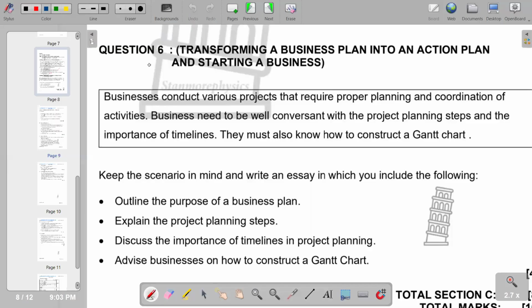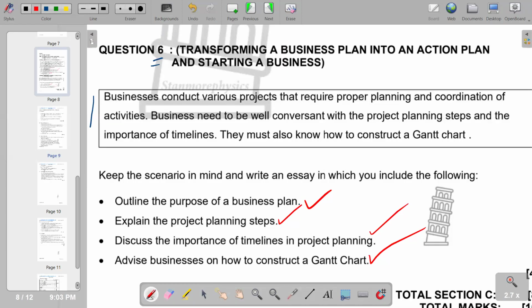So moving on to our question 6, that is on transforming a business plan into an action plan and starting a business. So you are given information that you need to go through before you go to the requirements of the essay. So it reads, keep this scenario in mind and write an essay in which you include the following: outline the purpose of a business plan, explain the project planning steps, discuss the importance of timelines in project planning, advise businesses on how to construct a Gantt chart.